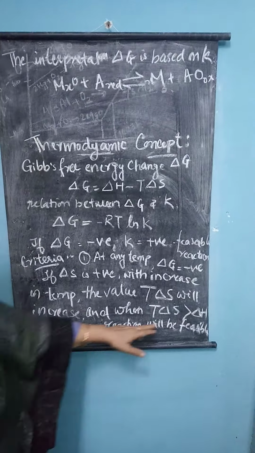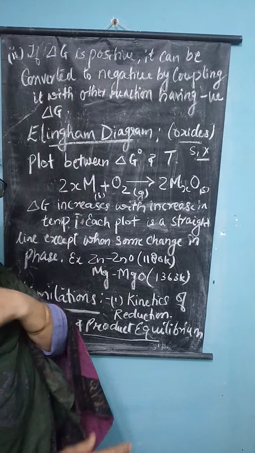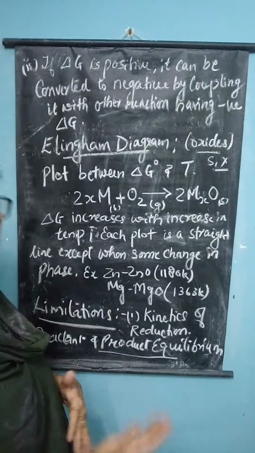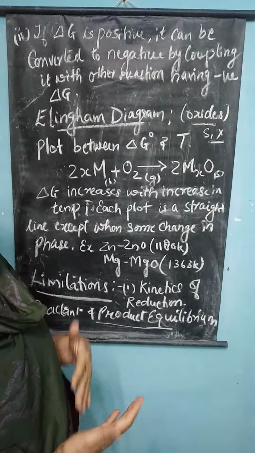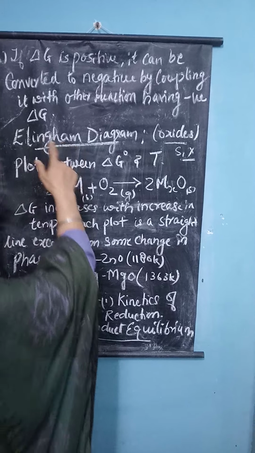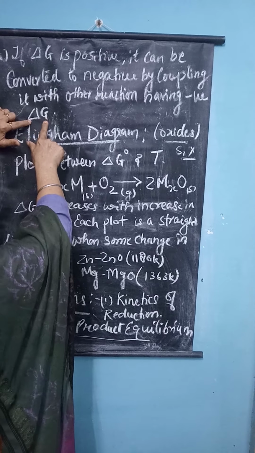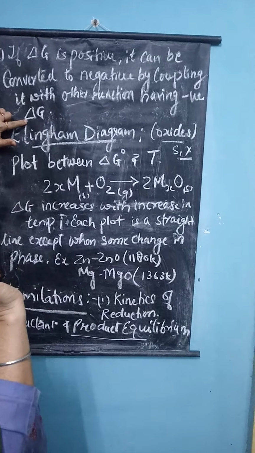Now we can see another criterion. The next thing we can see is if ΔG is positive. Suppose the ΔG value comes out to be positive. It has to be brought to negative so that the reaction can proceed further. This can be done by coupling that reaction with another reaction whose ΔG is negative, more negative. So combining the two, you will ultimately get ΔG as negative and the reaction proceeds further.